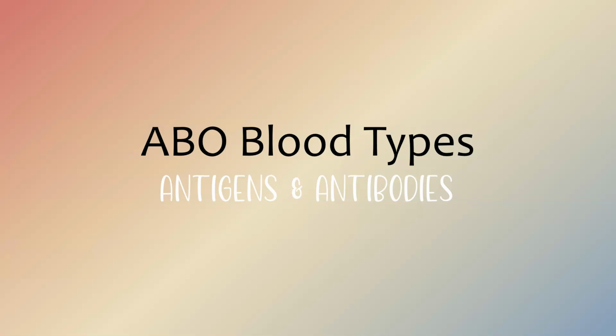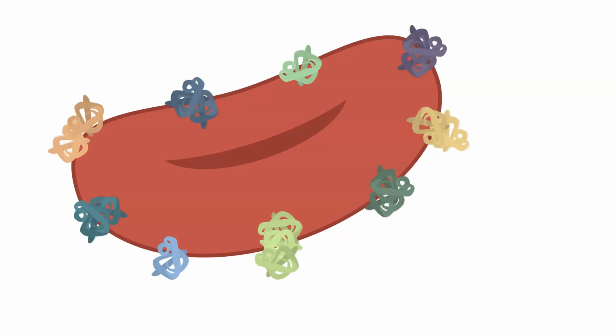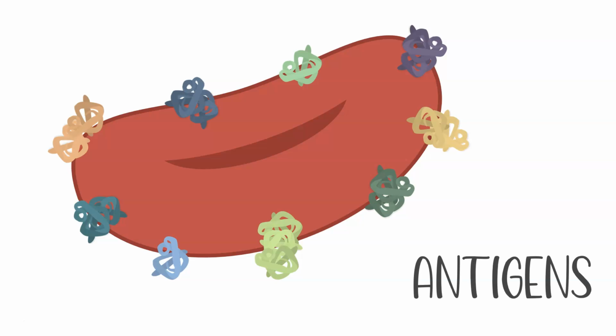The ABO blood typing system is one of the most important ways we have to characterize blood. Like other cells, red blood cells have a variety of proteins on their surface. The proteins that determine ABO blood type are antigens, and proteins are transcribed and translated from genes.